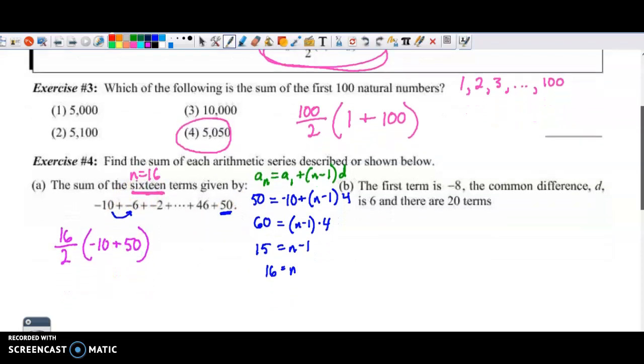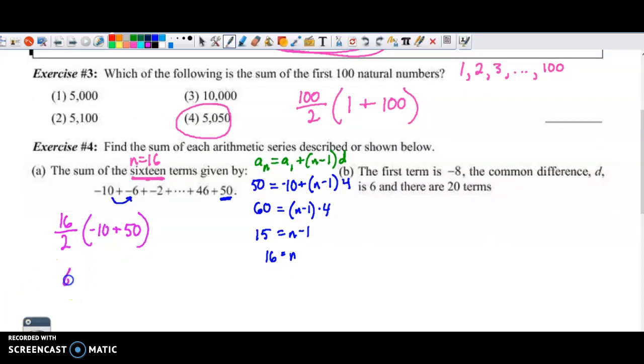And for our purposes right now, you're allowed to use a calculator, although I think you could do this in your head, that 8 times 4 is 32, so this sum must be 320.